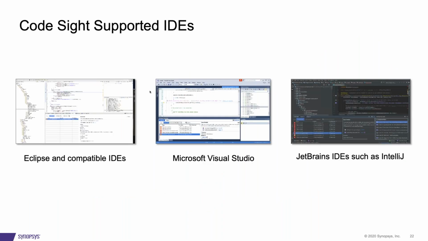CodeSite supports all the popular IDEs, right? We support Eclipse and compatible IDEs. There's a number of variants of Eclipse. For example, in kind of embedded device programming, the Wind River Workbench is a version of Eclipse that's compatible. We support Microsoft Visual Studio, and I believe in Q1 of this next calendar year, we will support Microsoft Visual Studio Code. They're very different platforms. And we also support the entire family of JetBrains IDEs. So that's IntelliJ for Java, I believe it's WebStorm for JavaScript, PyCharm for Python, and so on. There's about 6 or 7 different IDEs for different languages from JetBrains.